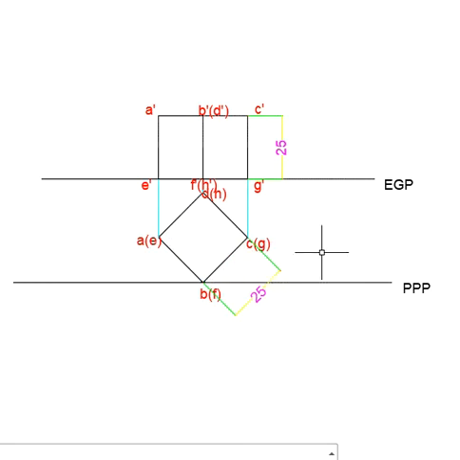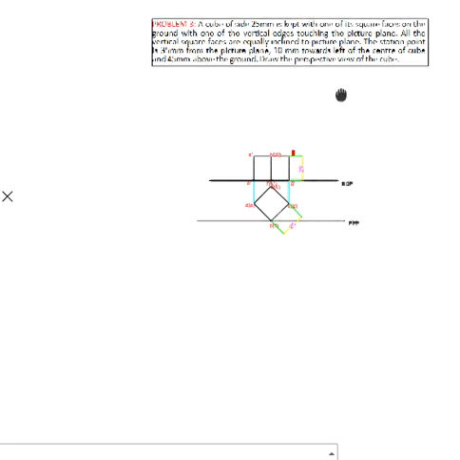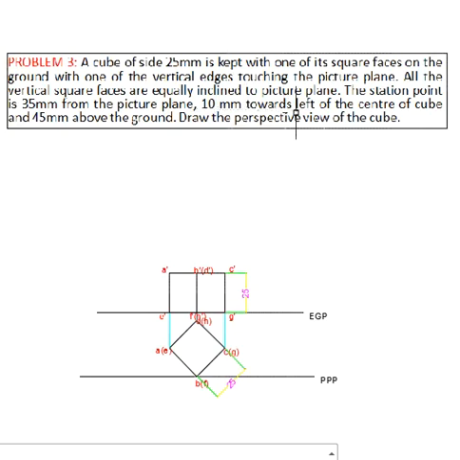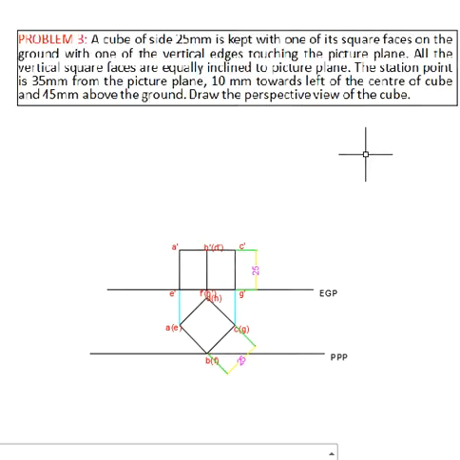After marking the front view and the top view of the object, you have to draw the central plane. It is given that the central plane is 10 mm towards left of the center of the cube. So this one is the center of the cube. From this point it is 10 mm towards left. So I am going to draw the central plane now.